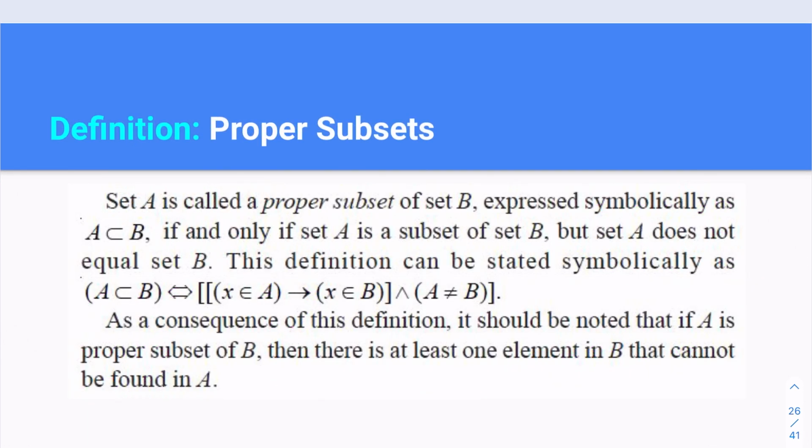Sometimes we want to work with subsets that are not equal to the set itself. So only the subsets that are not equal. So we call these proper subsets. And so the symbol that we're going to use is like a sideways horseshoe. So A is a proper subset of B if and only if set A is a subset of B, but, or you can say and, right? Set A does not equal B.